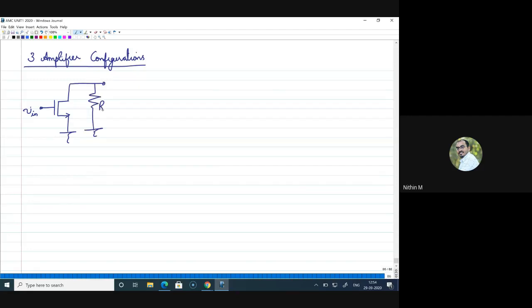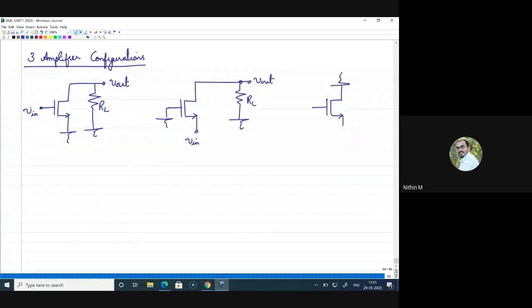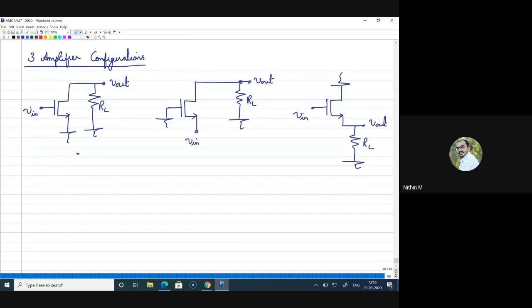Output will be taken from the drain by putting a resistance RD there. This is the first case. I am just drawing the 3 cases, but your actual amplifier circuit will not be like this. Here gate is common. I am providing input to the source, and again I am dropping a resistance here which is RL, so that this will be your output terminal Vout. And the third case, we are keeping the drain common and input is given to the gate, and output will be taken from the source. This is RL and this is your Vout. All these three we call common source, common gate and common drain.